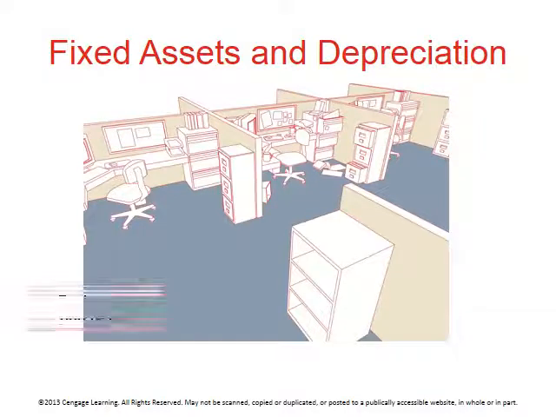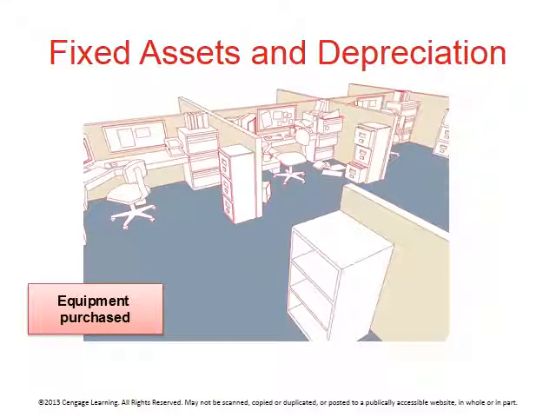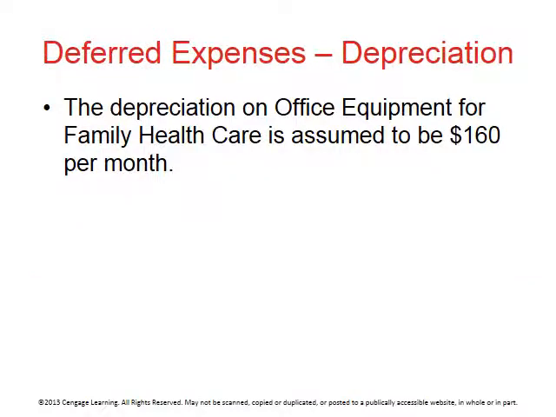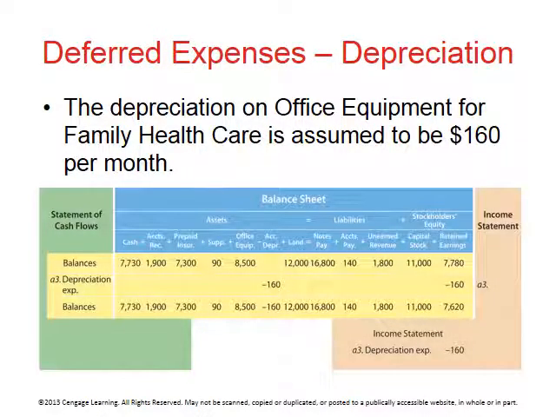So depreciation. In the course of business, you buy equipment, it's used to generate revenue over time for your business, and during that time it's depreciated because you use up the equipment. So let's look at an adjustment for depreciation. So we're told that the depreciation on office equipment is $160 per month.